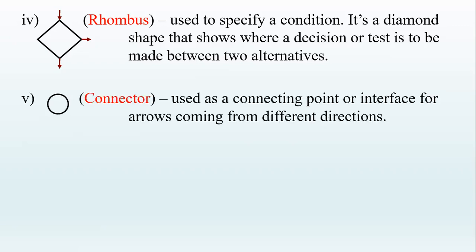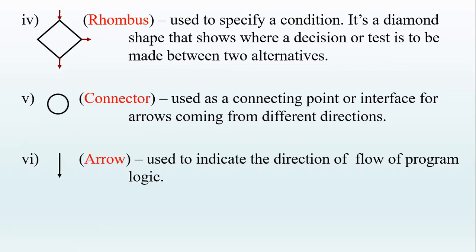Number five is a connector. It is used as a connecting point or interface for arrows coming from different directions. And the last one is an arrow, which is used to indicate the direction of flow or program logic.